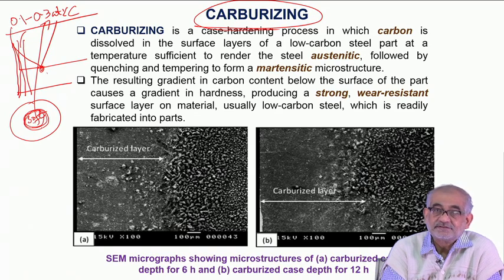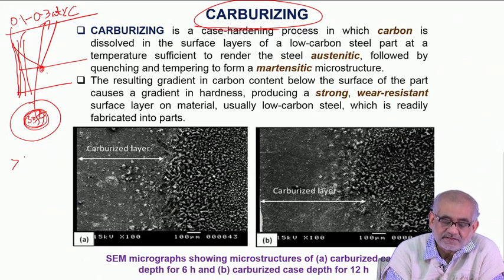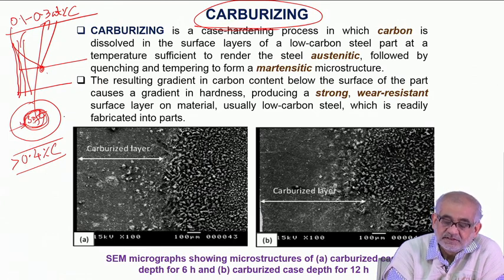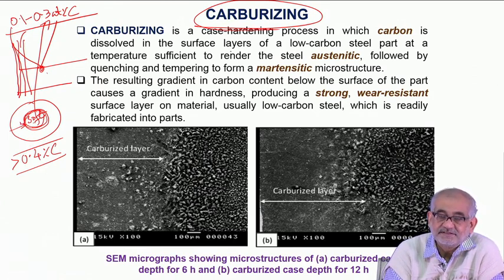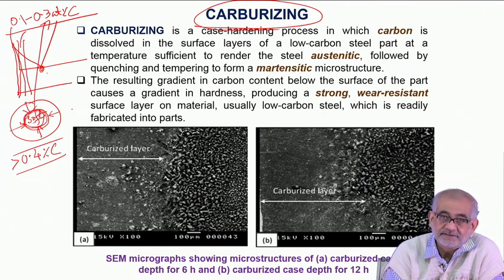But in order to get the requisite or optimal hardness of martensite at the surface, we already know that you require a carbon content certainly more than 0.4%. So now we need to enrich the surface with carbon. Carburizing is a technique by which we can enrich the surface with carbon by solid state diffusion. We do not take the stock above the melting temperature; it is entirely a solid state process.